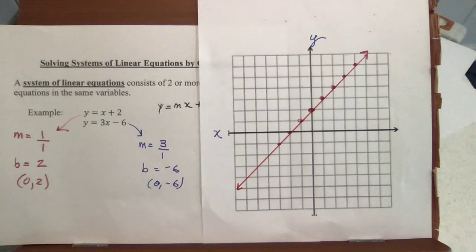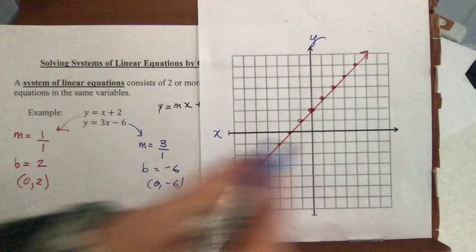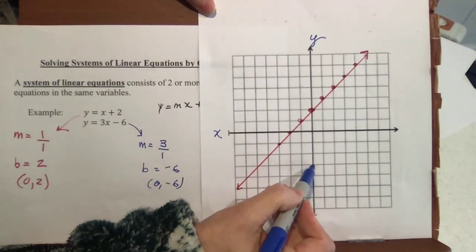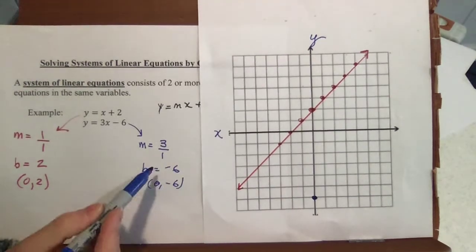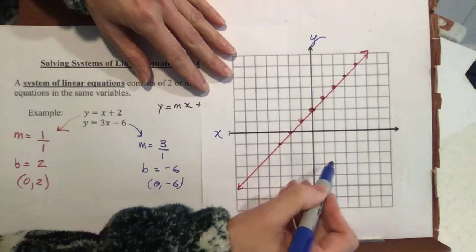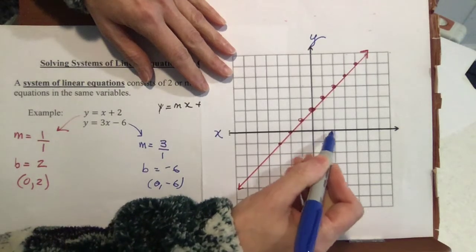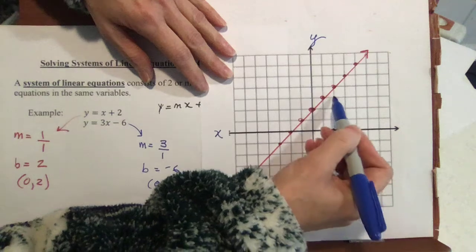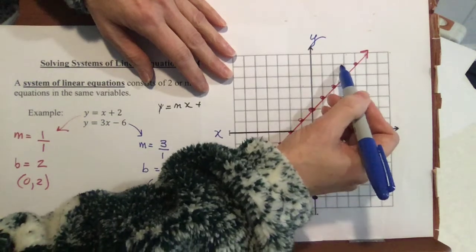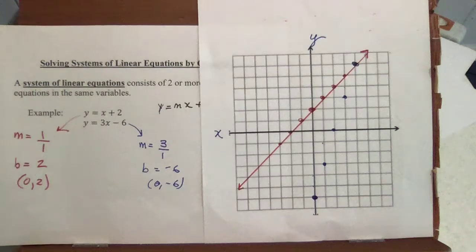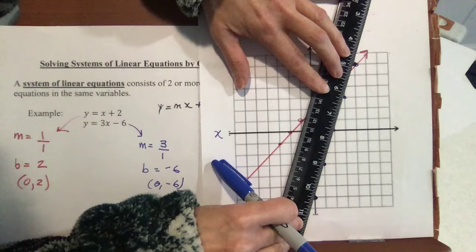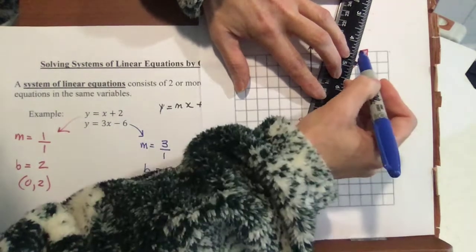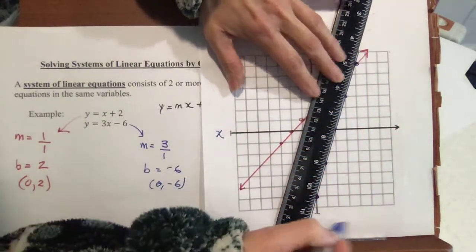Now the next line, y equals 3x minus 6. The y-intercept is negative 6, so 1, 2, 3, 4, 5, 6, right here. Our slope is 3 over 1, so going up 3 and right 1, up 3 and right 1, up 3 and right 1, up 3 and right 1. That's another reason why I like to continue walking my slope, because sometimes where you start with your y-intercept is not even close to where you're going to intersect with these lines.